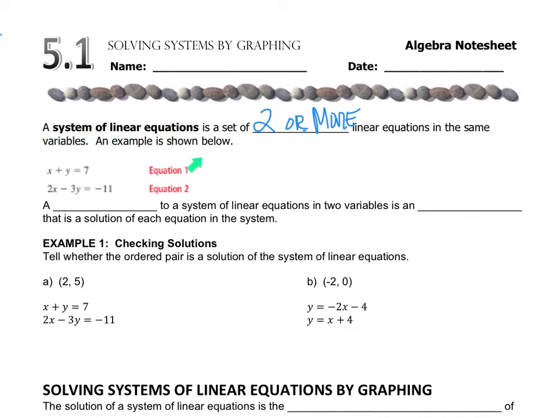This would be a system where we have 2 different equations that are working together. Equation 1 would be x plus y equals 7. The second equation, 2x minus 3y equals negative 11. Together as a pair of equations, they make up a system.